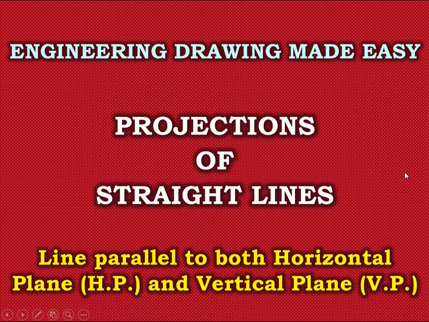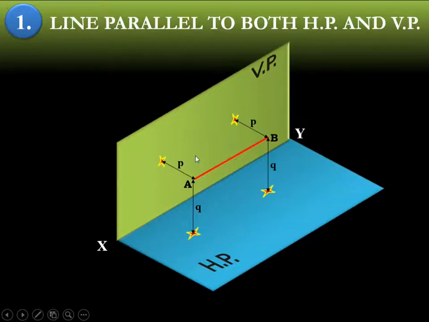Hello friends, in this video I am going to explain the projections of a straight line parallel to both the reference planes. Now let us see the pictorial representation of a straight line capital AB which is parallel to both the horizontal plane and vertical plane. From this diagram we can understand that the line is parallel to both horizontal plane and vertical plane.